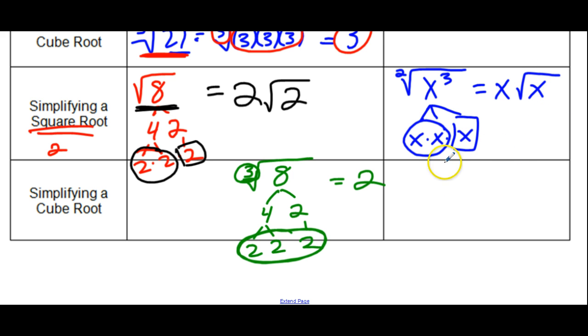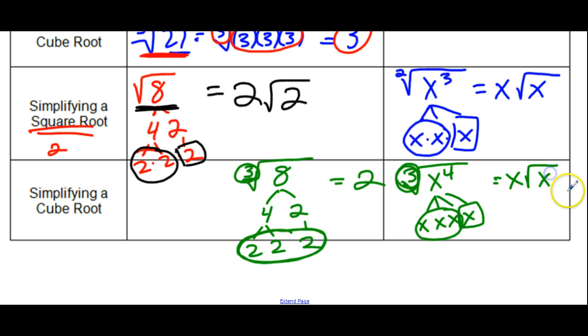All right. Let's look at a cube root one more time. So we have a cube root of x to the 4th. All right. What that means is this breaks down to 4 x's, right? 1, 2, 3, and 4. Here we want the cube root, so we want a group of 3. So 1, 2, 3, that's one group. They're one big happy family. They come outside. He's all alone, and he stays inside. All right. So this is our answer.